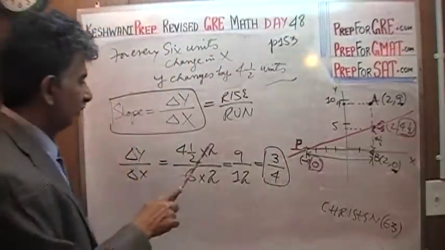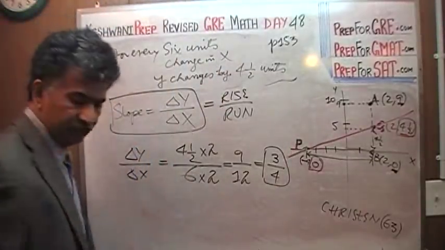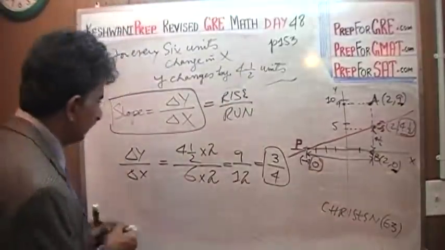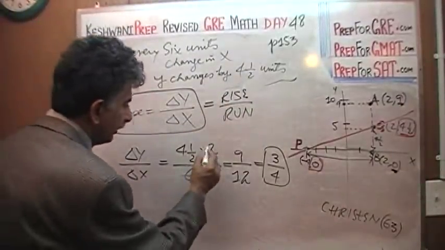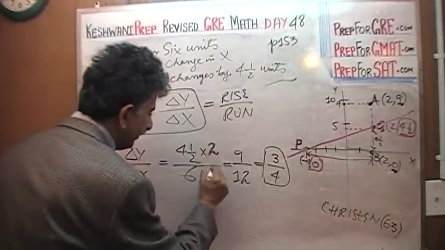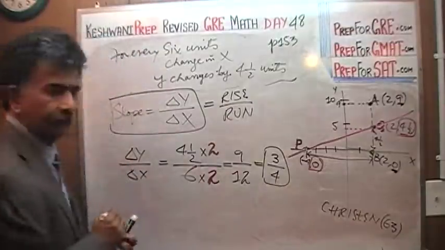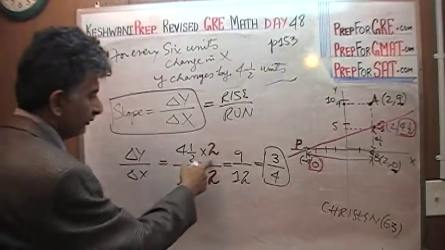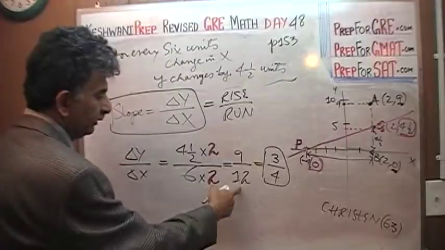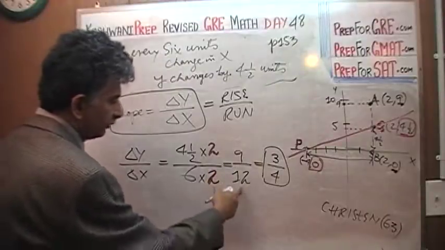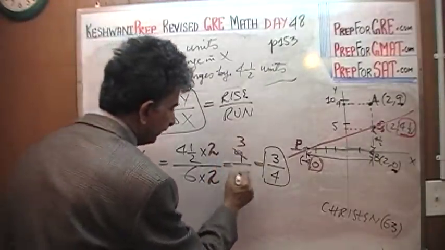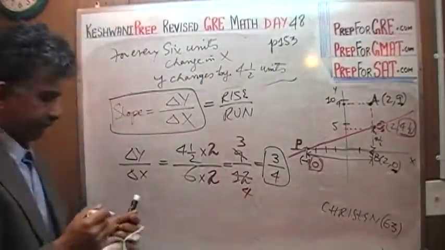So change in y was 4.5, change in x was 6. And then to convert this 4.5 into a whole number, we multiply the top and the bottom by 2. Voila. 4.5 times 2 is 9, and 6 times 2 is 12. And then you divide the top and the bottom by 3. That's it. We are done.